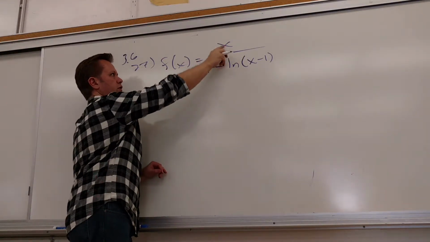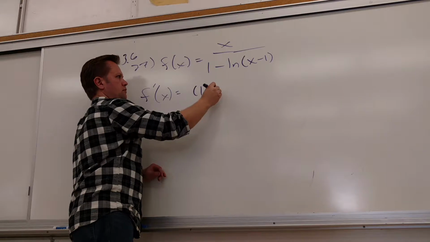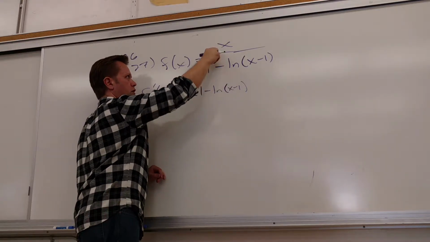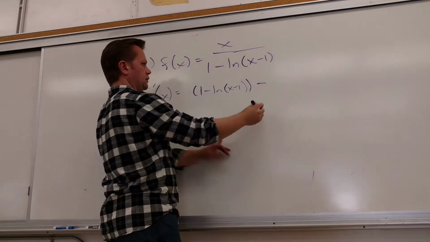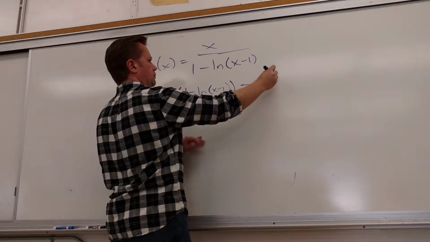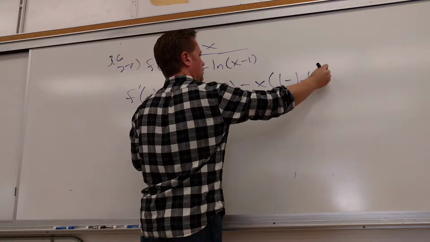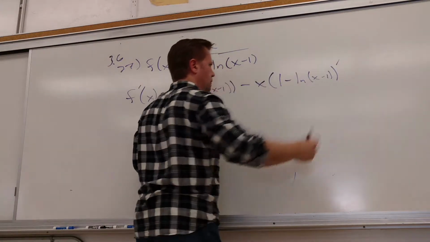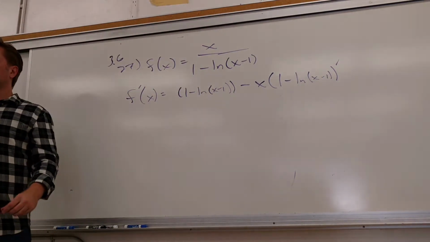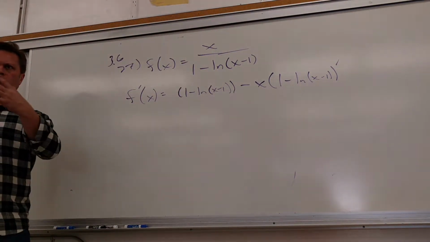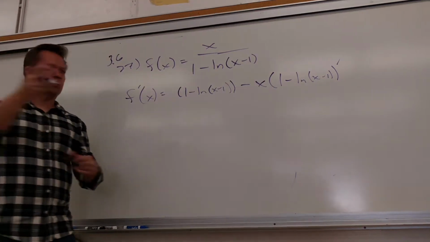So f prime. Top first, the derivative of the top times the bottom. So this is 1 times this, minus the top times the derivative of the bottom. Right? That's the rule. All over bottom squared. I like it.